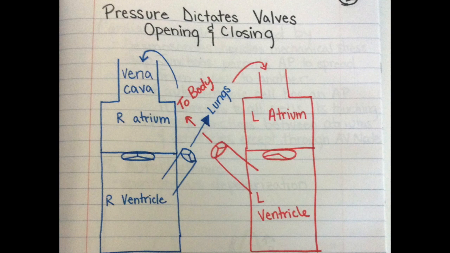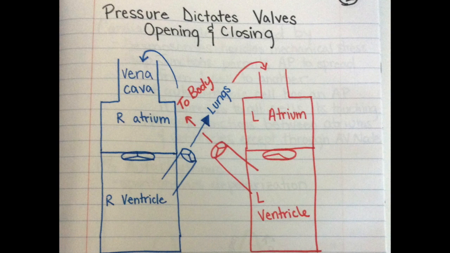The heart contracts in unison. Both atria contract simultaneously and both ventricles contract simultaneously. Therefore, both AV valves open simultaneously and close simultaneously, and both semilunar valves, the aortic and the pulmonary, open simultaneously and close simultaneously. This ensures efficient pumping of blood throughout the heart.